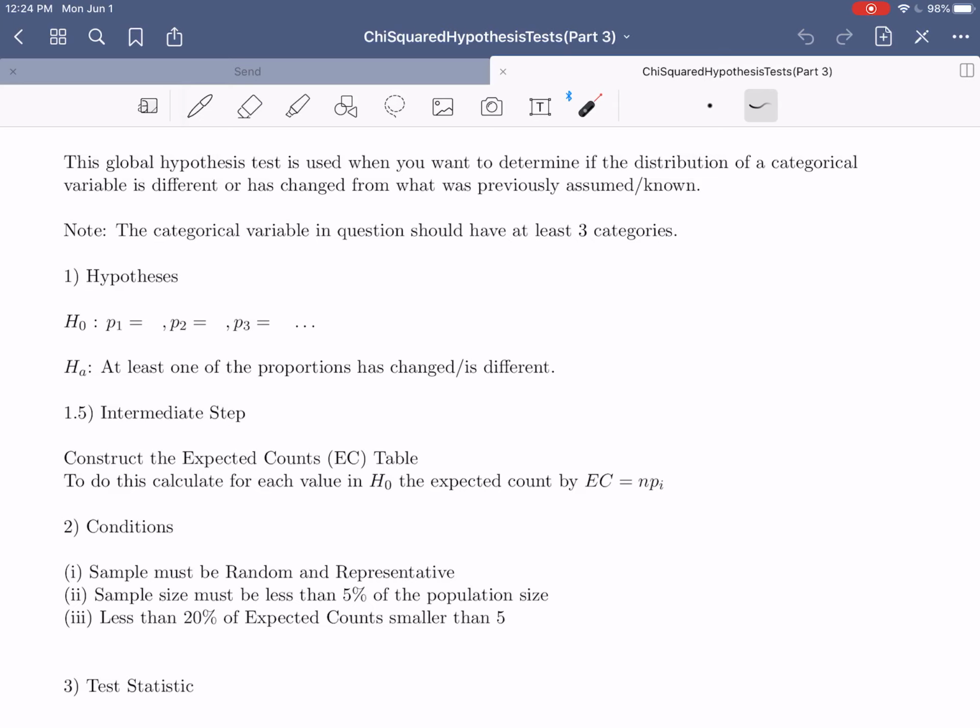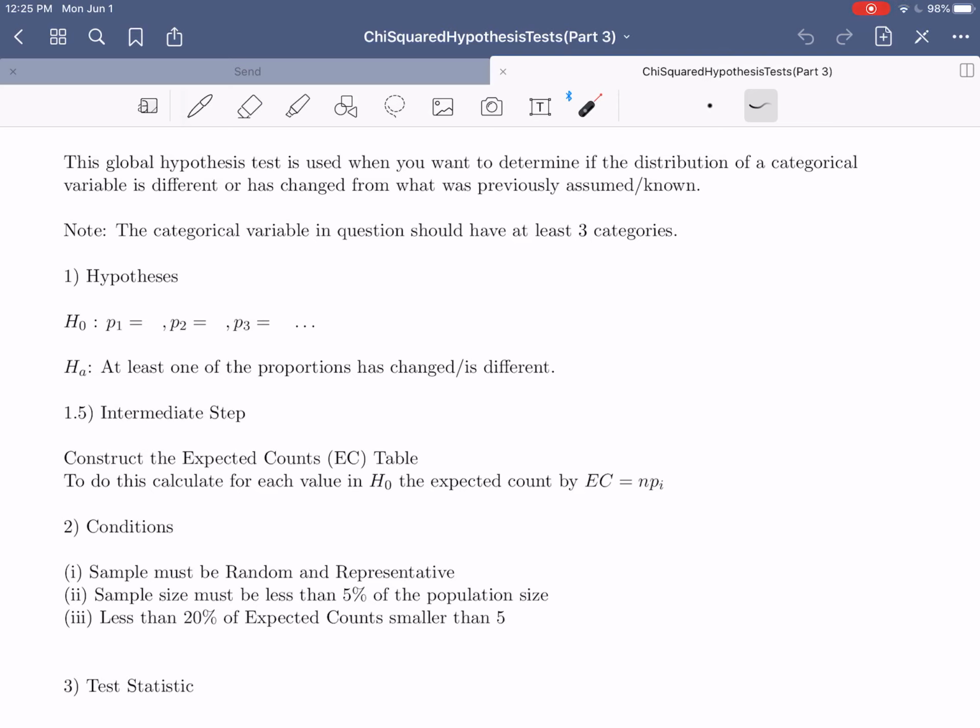Now, we could be a little bit more specific here. Since this is a distribution, these proportions all need to add up to exactly 1 or exactly 100%, which means that if one of them changes, actually at least another one has to change. If you think about it, if one goes up by 5%, some combination of other ones has to go down by 5% to balance everything back out to 100%. So we could phrase this as at least 2 of the proportions has changed, or at least 2 of the proportions are different. But we don't really bother with that because that just sort of is an awkward phrasing, so we just say at least 1. But just keep in the back of your mind, actually if one changes, at least another one has to change as well.